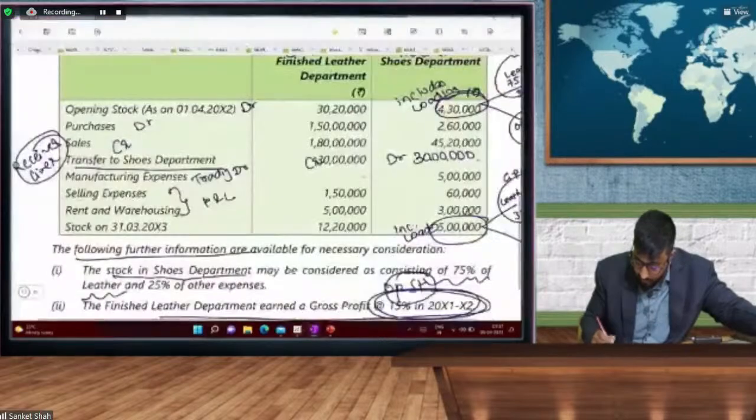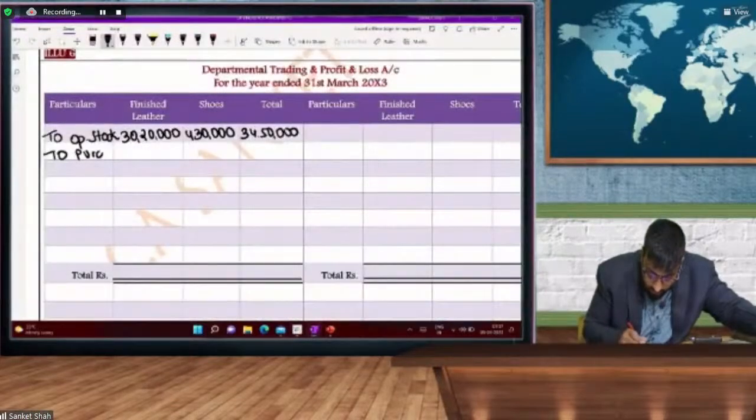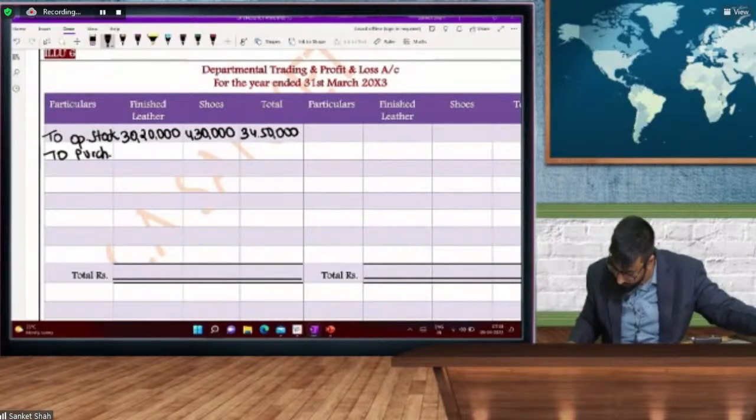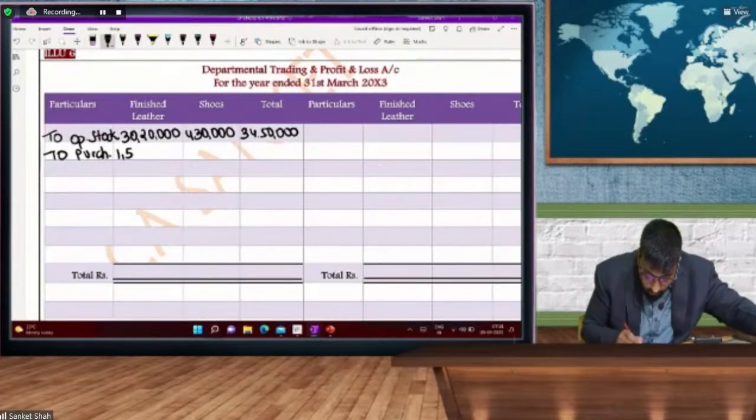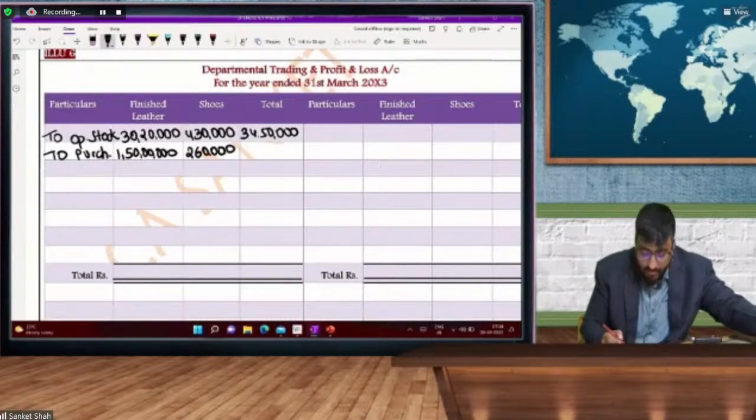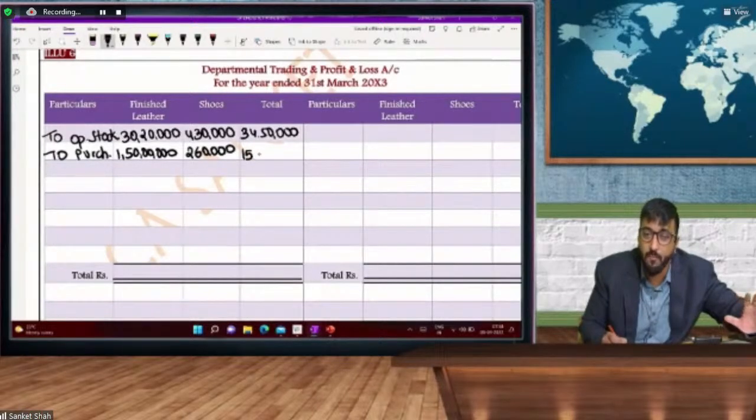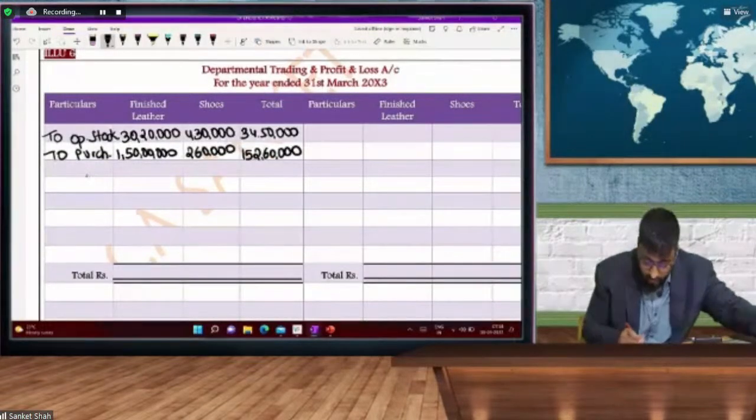Next one, to purchases. How much, beta? 1 crore 50 lakhs. And the second one, very good beta, 2 lakh 60,000. And you also answer, think you are sitting in front of me and you answer it. Okay, speak loudly. 152,600 2.